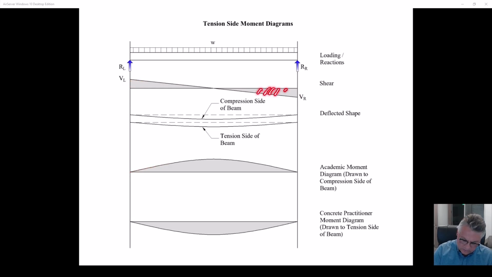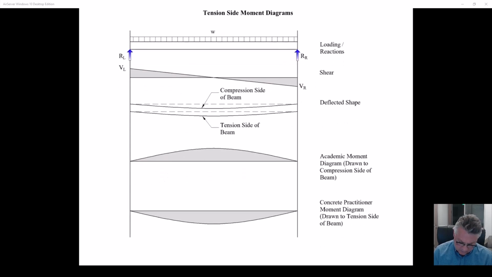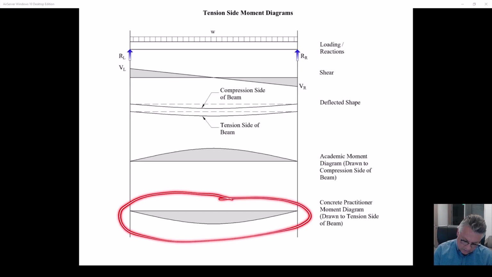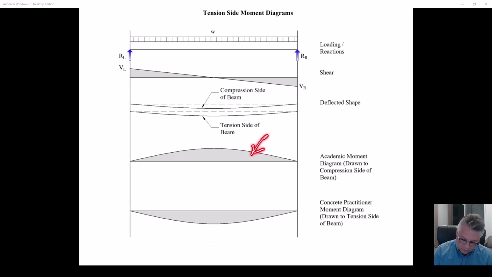When the shear goes to the other side of 0, we start decreasing that shear. So this is the academic moment diagram. The practicing concrete, post-tension concrete engineered diagram looks like this. It's really just the flip side of this, but what we're saying is that we are drawing to the tension side. So instead of just saying positive shear means positive moment, what we're doing is we're looking at that shear, but we're saying where is that shear and that moment creating tension?